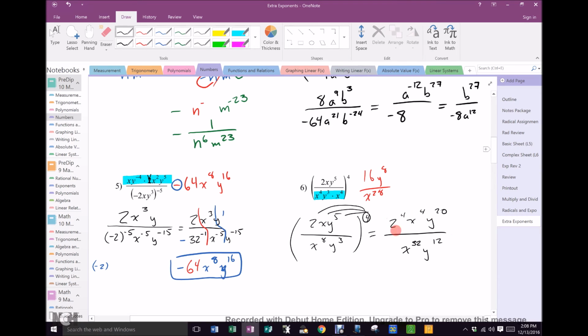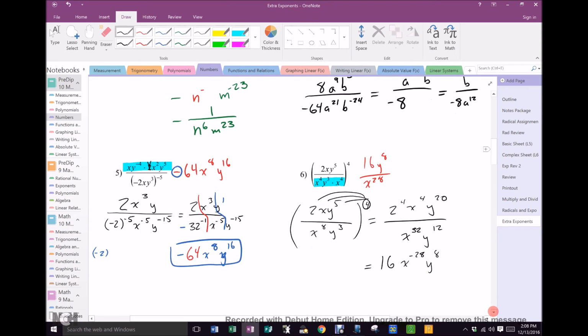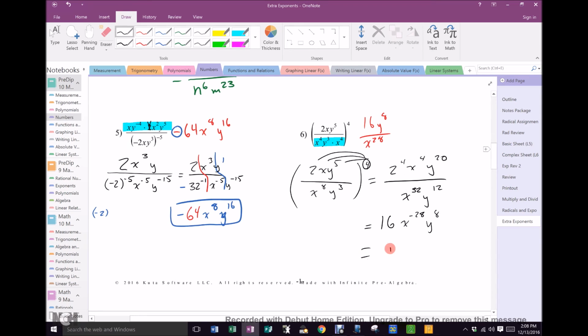Now, do the math. 2 to the 4th is 16. 4 minus 32 is x to the negative 28. 20 minus 12 is y to the positive 8. What isn't allowed there? The negative. 16y to the 8th over x to the 28th.